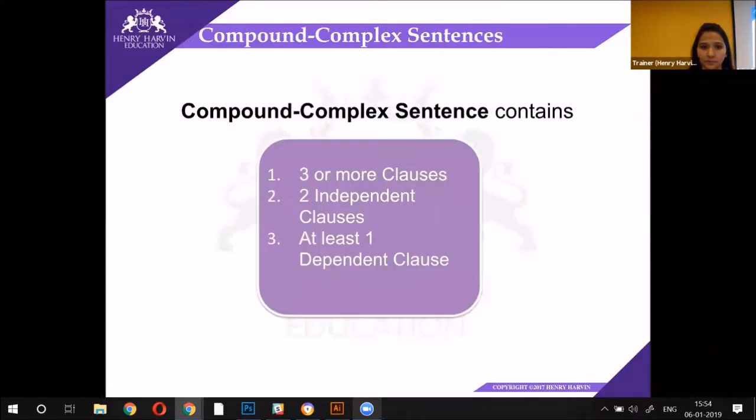Then last we have compound complex. At least two independent clauses and one dependent clause. Again, the same example. She completed her literature review, but needs to work on her methods section, even though she finished her methods course last semester. So I've joined all of this with coordinating conjunctions, which is but and even though.